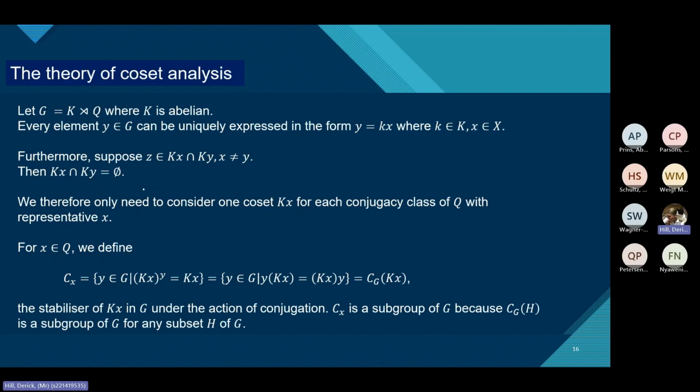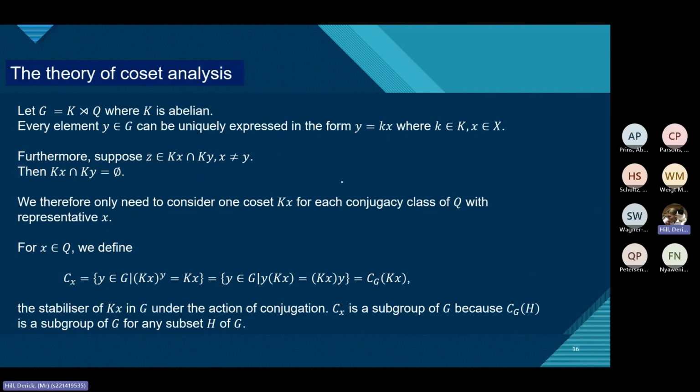We're briefly going to go through the theory behind coset analysis. I can prove all of this, but I have left out a large chunk of the longer proofs just for time. So let's say we have a semi-direct product of K by Q. We say that is G, where K is abelian. Every element y in G can be uniquely expressed in the form y equals kx, where k is in K and x is in, sorry, that should be Q.